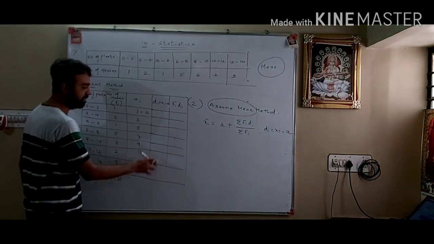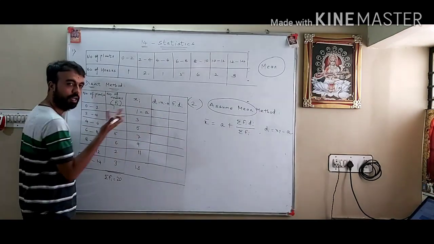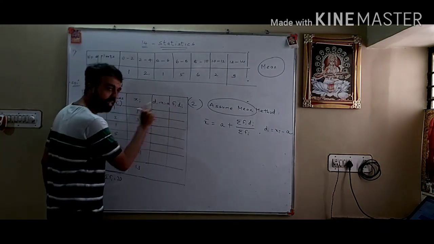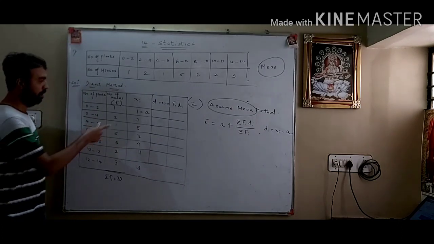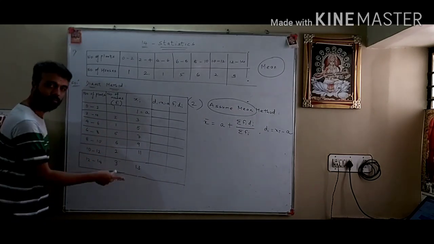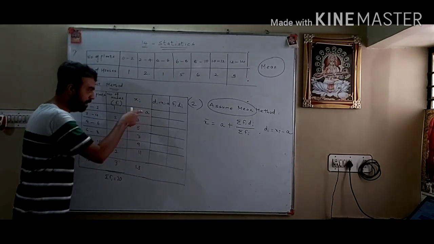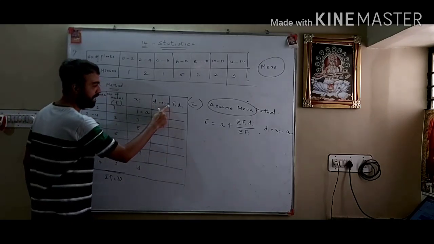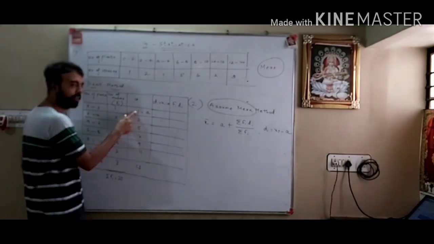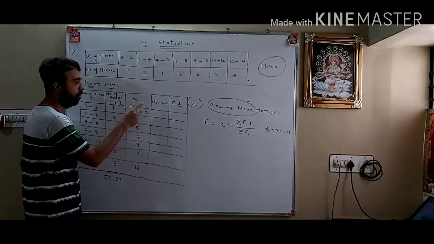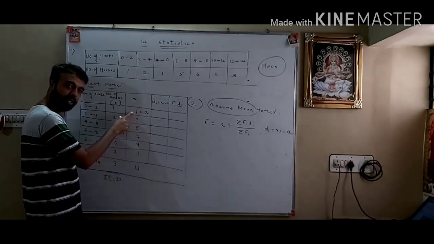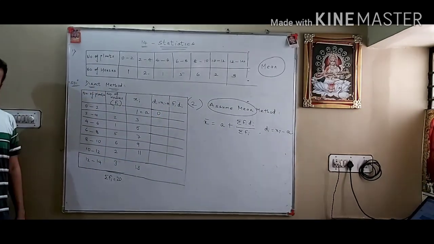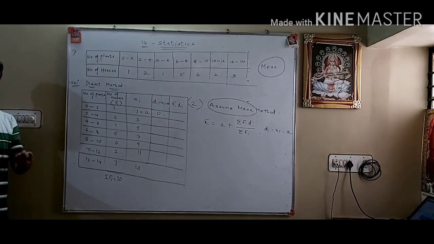Now let us make this column, DI. How to make this column? What does the formula say? Xi minus A. Where is Xi? A sub Xi. Where is A? A has no subscript, A is only one. So how to do it? Xi minus A. What is the first Xi? 1. And what is A? A is also 1. Subtract both. So what will you get over here? 0, 1 minus 1, 0.